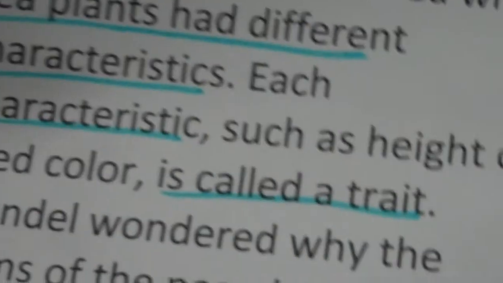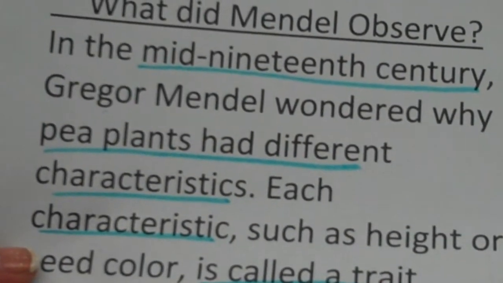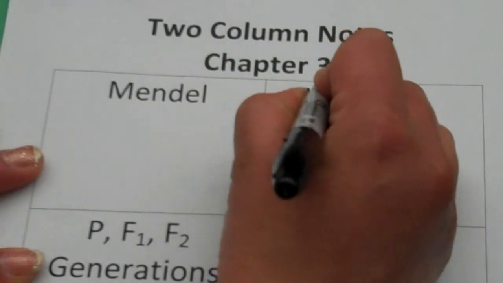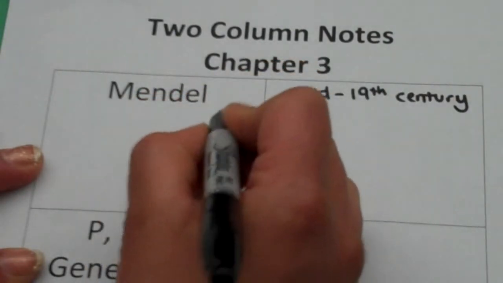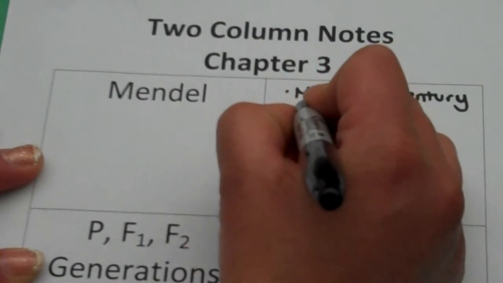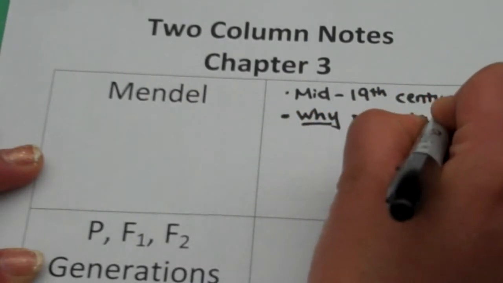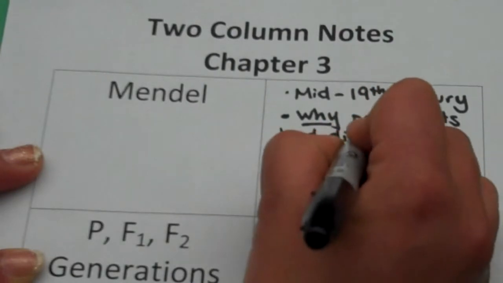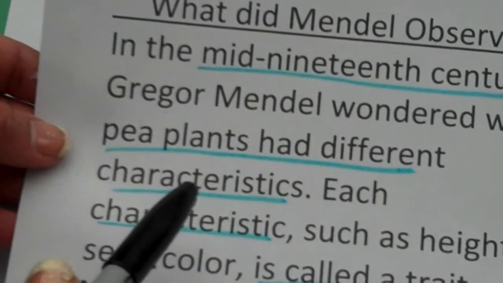We highlighted the first sentence about the mid-19th century, the pea plants and the characteristics. So I'm just going to take what I underlined and make it into a note. So I put down mid-19th century. And also, he asked this question: why pea plants had different traits. Okay, so I just took that right from my underlining.